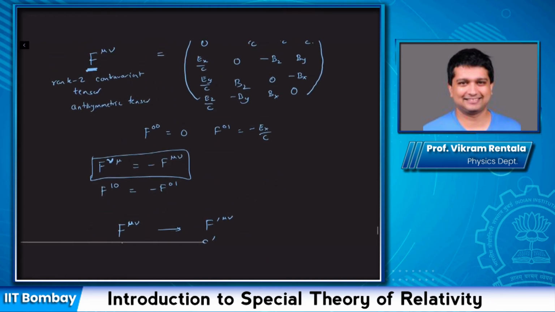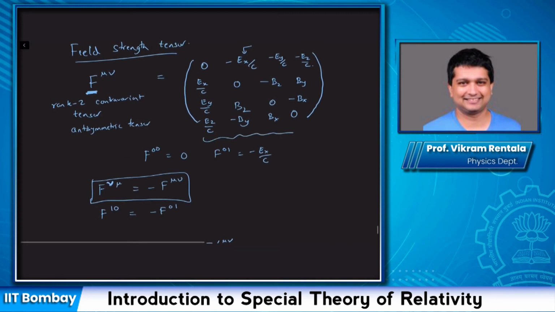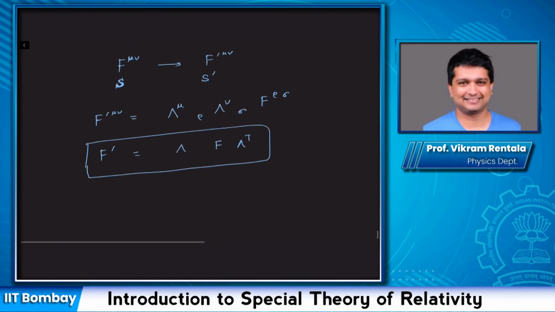Okay, so if I know the field strength tensor, that is, I know the components of the electric and magnetic fields, and I know the matrices lambda which relate frames S and S prime, I can get the field strength tensor in the new reference frame. Okay, so this allows me to get the new field strength tensor in frame S prime.